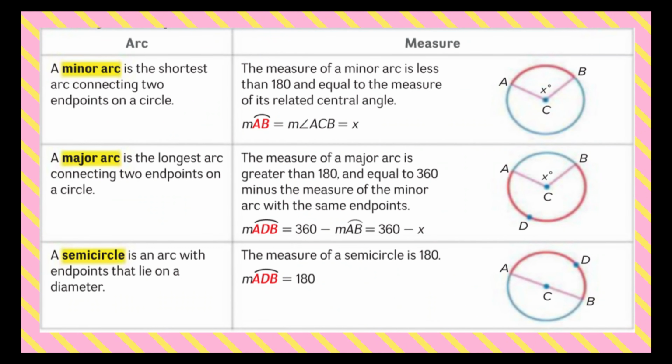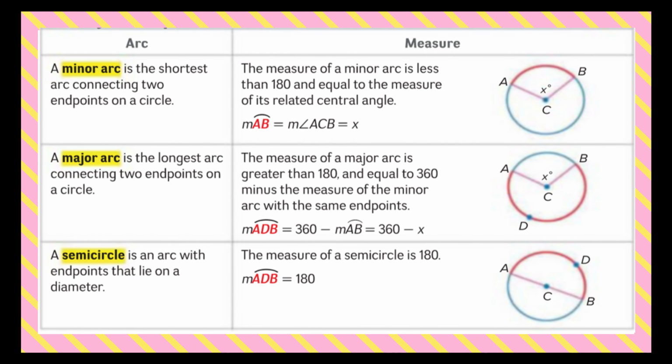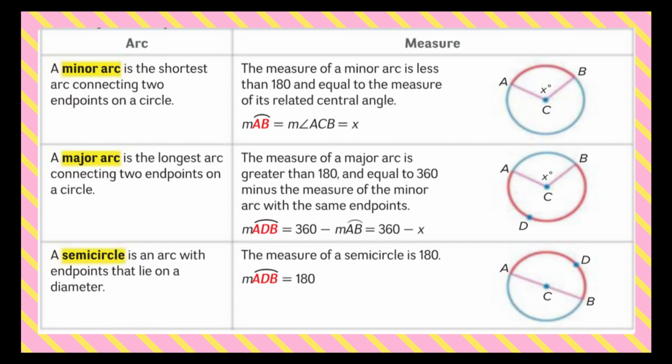The second one is the degree measure of a minor arc, major arc, and semicircle. The measure of a minor arc is less than 180 degrees and equal to the measure of its related central angle. In the figure, measure of arc AB is equal to the measure of angle ACB equals x.